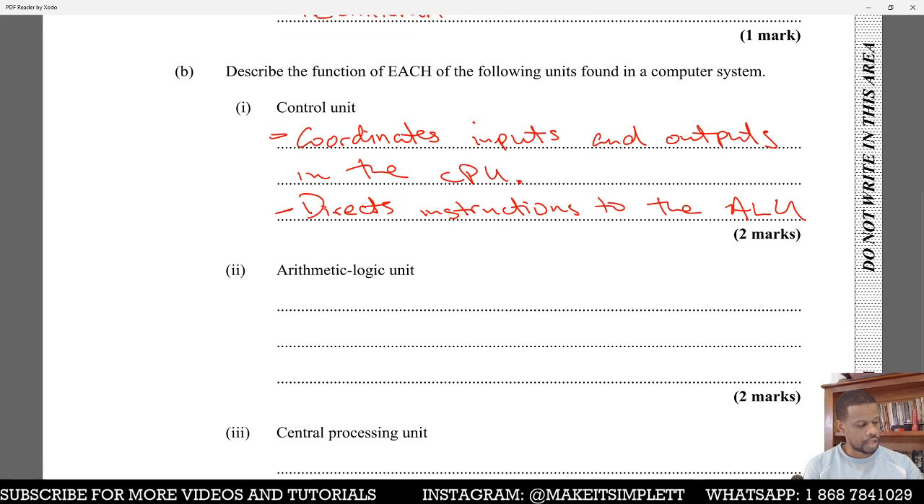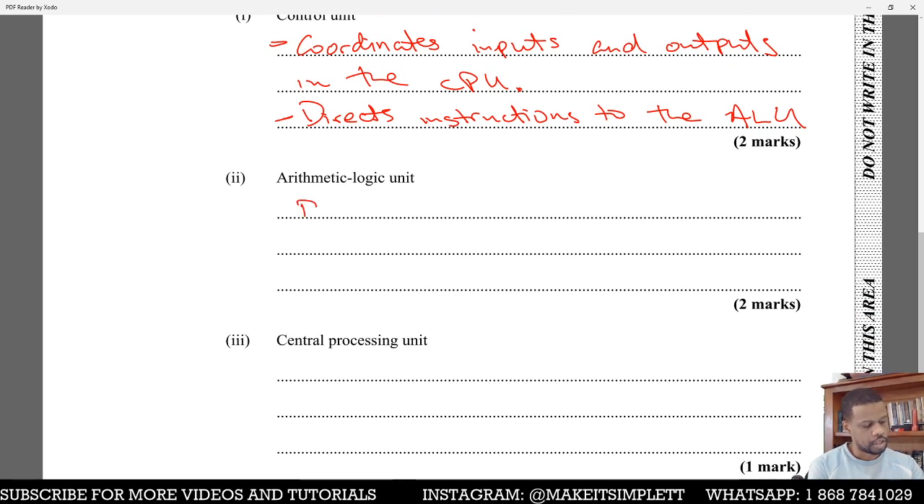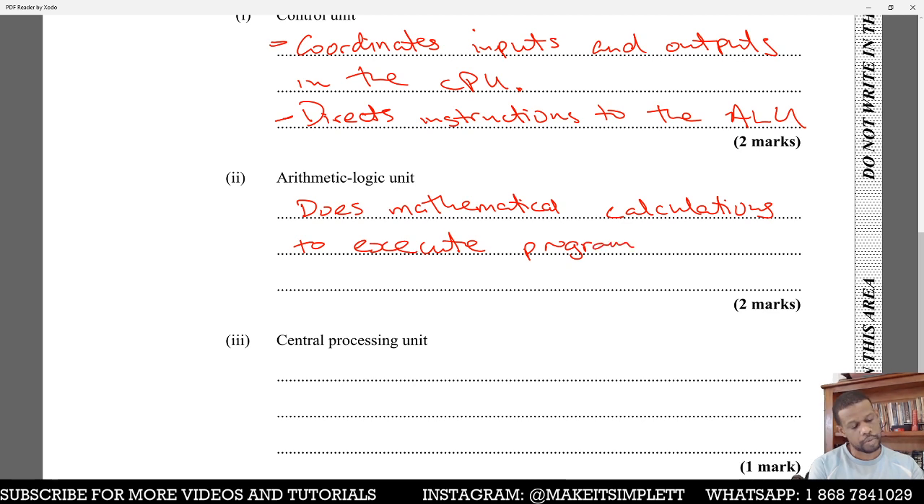Next one, arithmetic logic unit. This one does mathematical calculations. It can also execute program code. All right, so it does mathematical calculations. Execute program code.